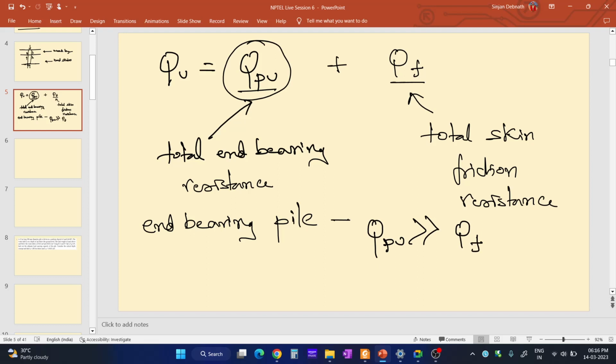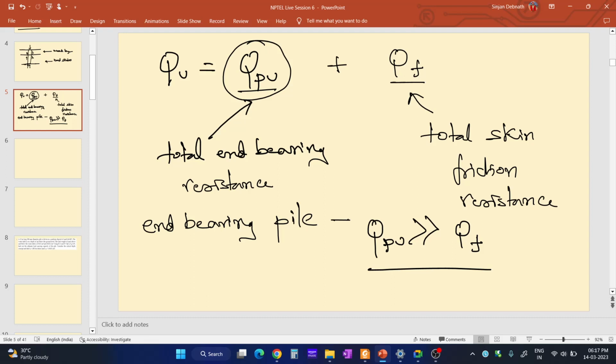Okay, because all the load is being carried by end bearing, that is the bedrock or maybe hard stratum. All the load is being transferred to the hard stratum. No skin friction is involved, or very little skin friction is involved. So end bearing resistance is much higher in case of an end bearing pile.